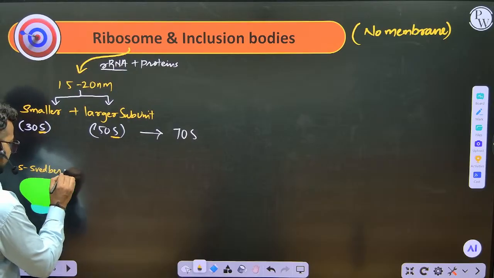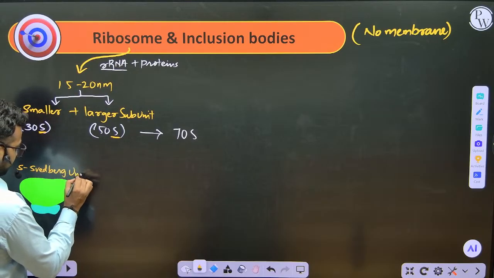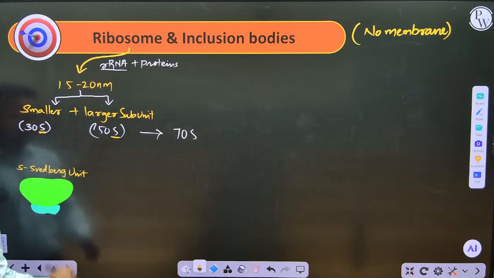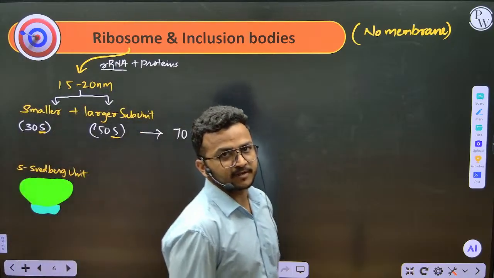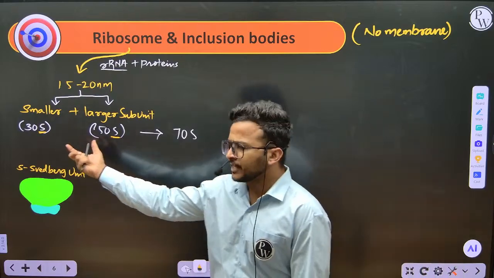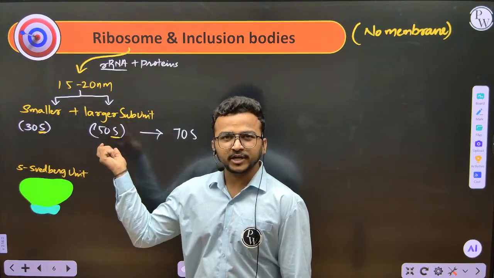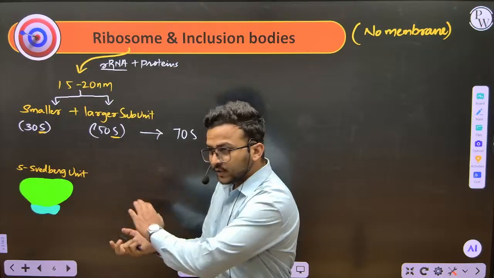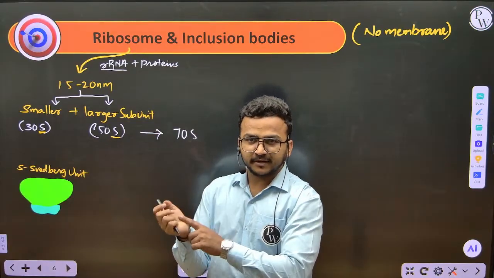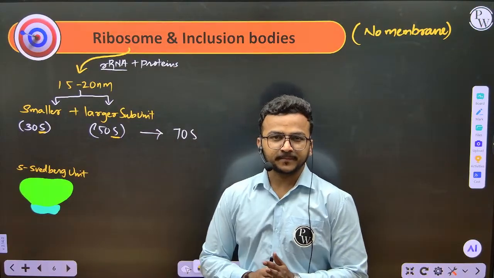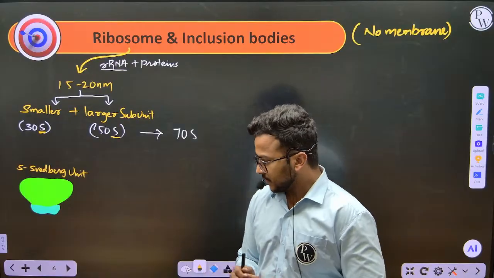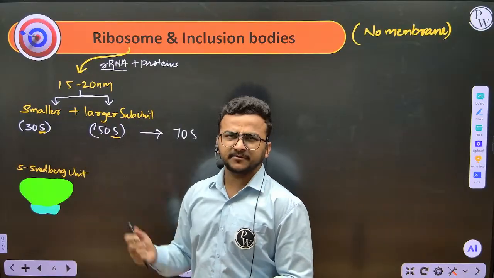Svedberg is the scientist who first observed these gradients in the case of ribosomes. The smaller subunit is 30S and the larger subunit is 50S. But when they are measured together, it shows 70S. How is that so, and what are this 30S and 50S?